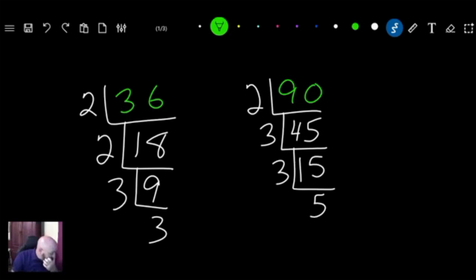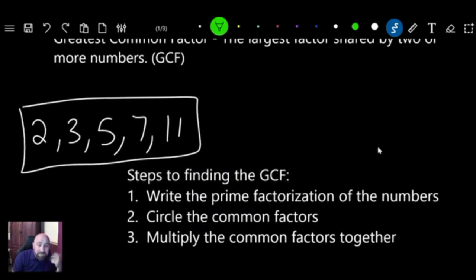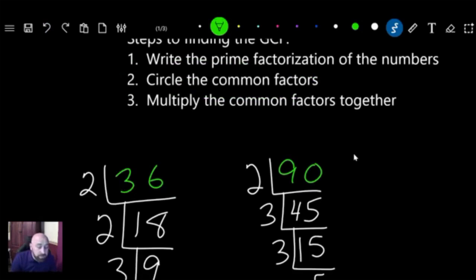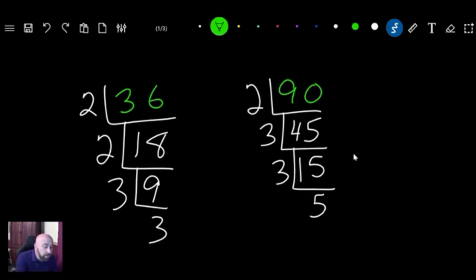All right, now, so that's step number 1. That's the easy step, right? We know how to do that. We learned that last lesson. Step number 2, circle the common factors. Oh, that's an easy one too. Yeah. So just go here and circle the common.